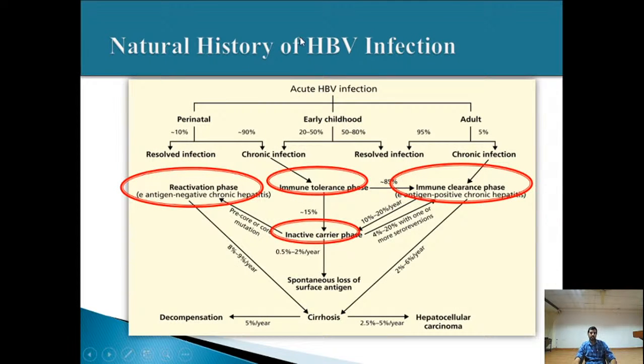So here is the natural history. In acute hepatitis B infection, if it occurs in an adult, 95% of them, the infection is resolved, whereas 5% of adult infections end up in chronic infection. If it is in early childhood, 50 to 80% are resolved, and 20 to 50% result in chronic infection. If the infection is acquired perinatally, 90% go into chronic infection and only 10% resolve. So what happens after this? What happens to a chronic infection and an acute infection? We will be seeing. I will come back to this slide later.